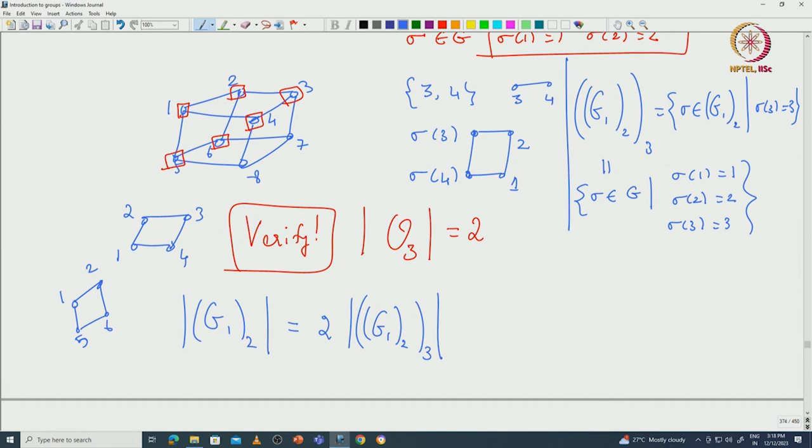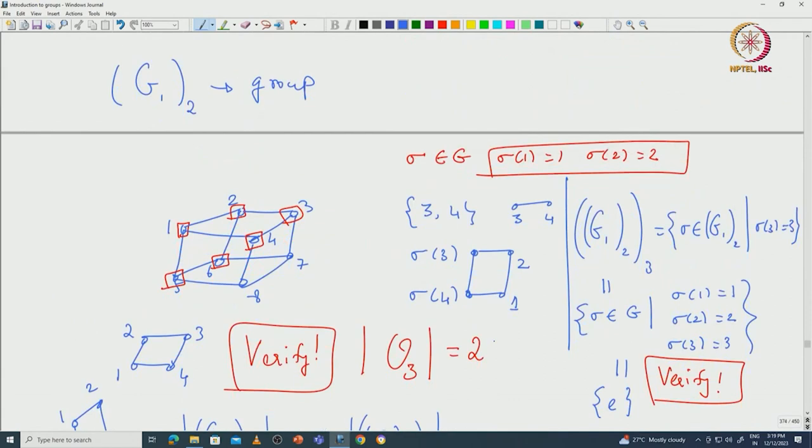I will leave it to you to think about it and then prove that this is exactly the identity map. Once you fix 1, 2, 3, you are fixing all other vertices. There is no other option. This is something I will leave to you to verify. Then using this, you can see that this is exactly equal to 2.